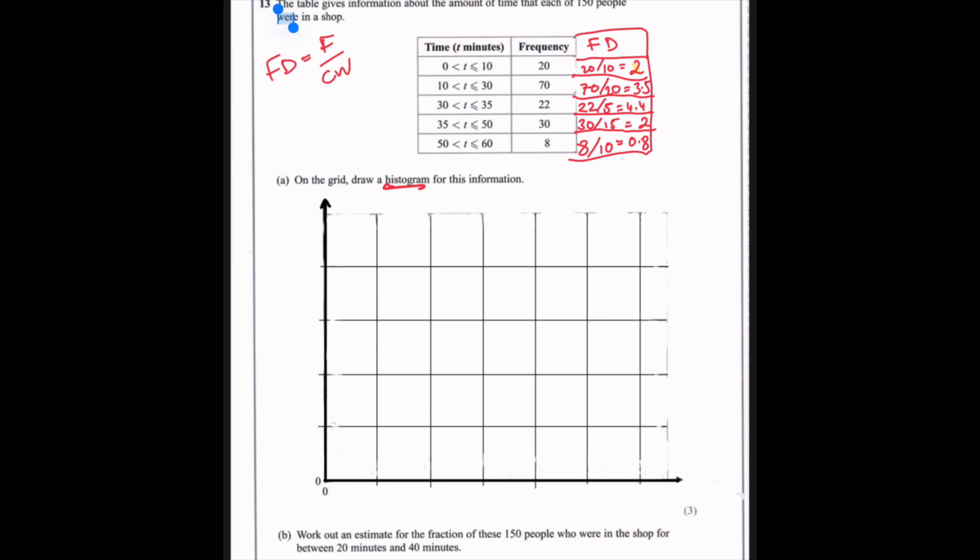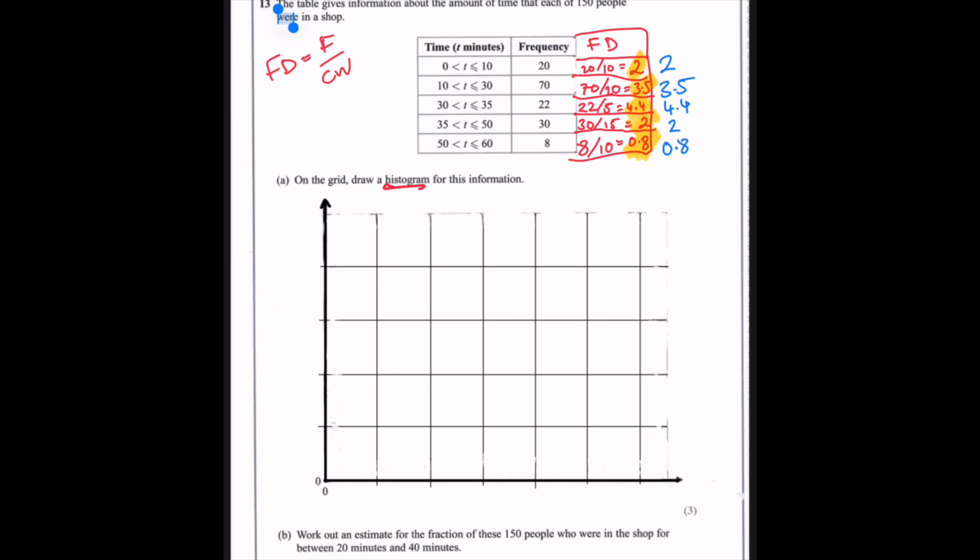So very quickly, I'm just going to highlight the values that we need for frequency density. Okay, I'll make it very clear. Oh, sorry. Let's make it really clear. 2, 3.5, 4.4, 2, and 0.8. Okay, now we need to plot this on our histogram.